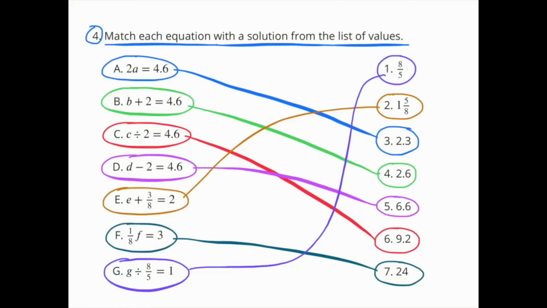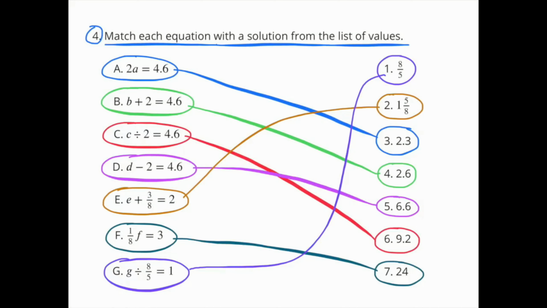B. b plus 2 equals 4 6/10. I match that up with number 4, 2 6/10, because 2 6/10 plus 2 equals 4 6/10. C. c divided by 2 equals 4 6/10. I match that up with number 6, 9 2/10, because 9 2/10 divided by 2 equals 4 6/10.